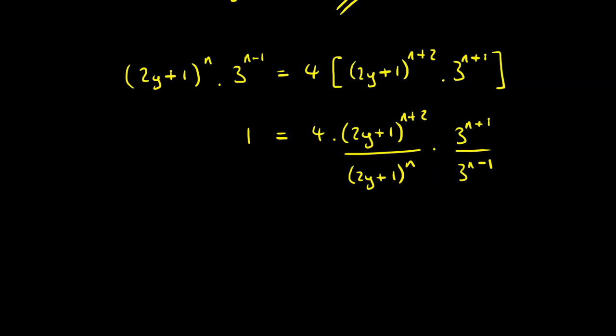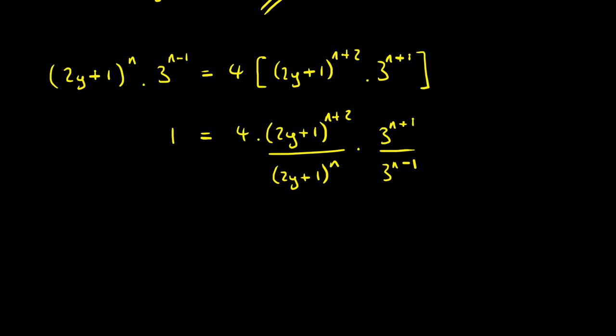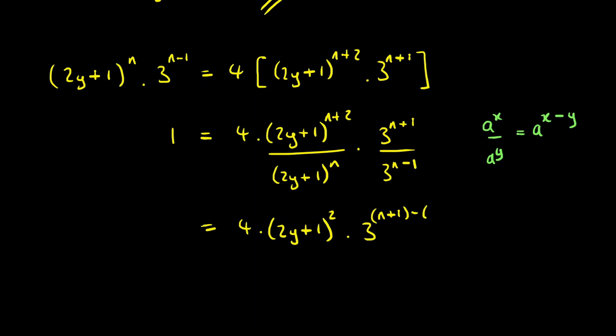All right? Now, why have I written it like that? Well, because now we can use another indices rule. If I've got a to the power of x divided by a to the power of y, what I do is I subtract the powers. I get a to the power of x minus y. So I can do that with these terms here and also these terms here. So therefore, what have I got? I've got 4 times (2y plus 1) to the power of n plus 2 minus n. And n plus 2 minus n is just 2. And then I've got times 3 to the power of, I'm going to write it out slowly, n plus 1 minus n minus 1.